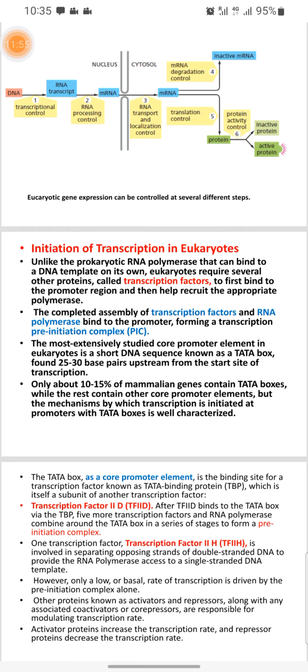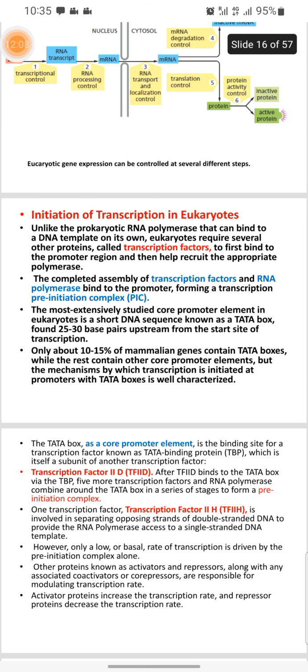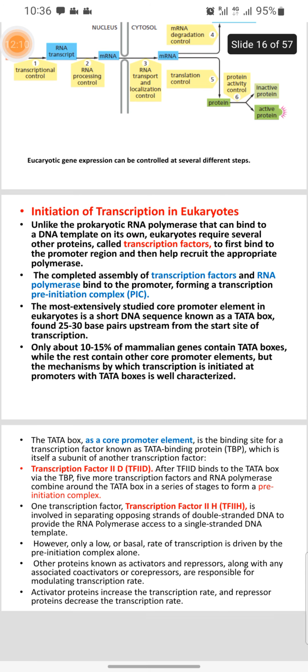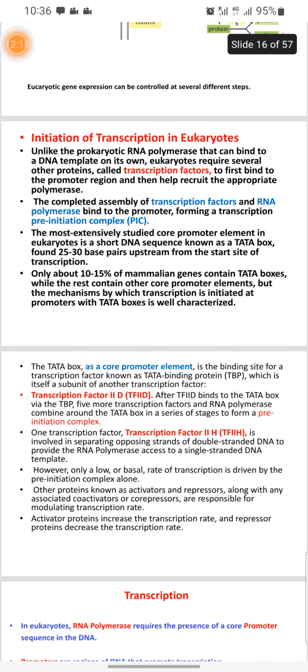Initiation of transcription in eukaryotes. Eukaryotes are multicellular organisms. These are made up of many cells. So how does transcription take place in eukaryotes, from the DNA to the RNA? That is called transcription. Formation of RNA from DNA is called transcription. How do they initiate, how do they start up?